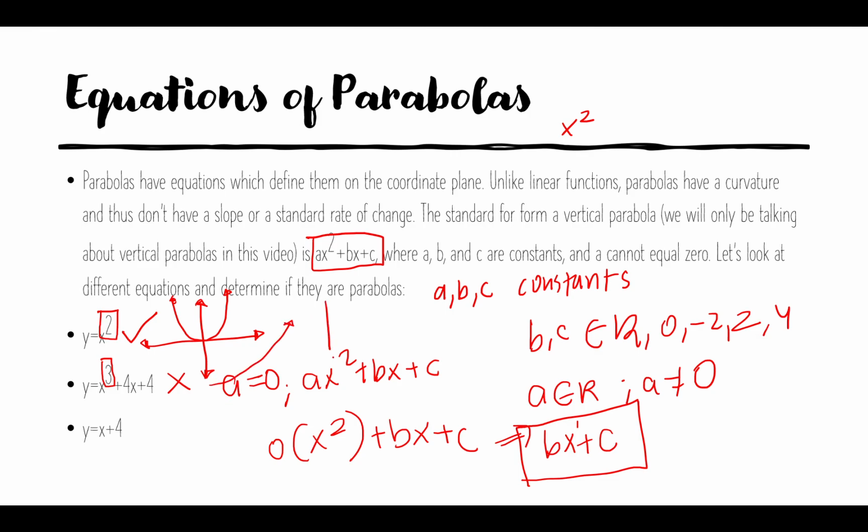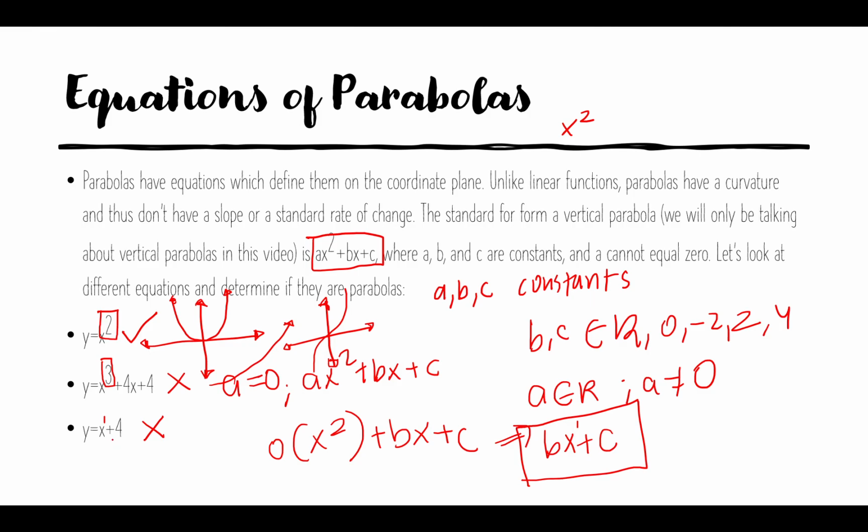The graph of this function looks something like this. Finally, let's look at y is equal to x plus 4. This is not a parabola. Once again, we can see from the equation that it is not a parabola based on two facts: that the degree is 1 and that there is no x squared term.